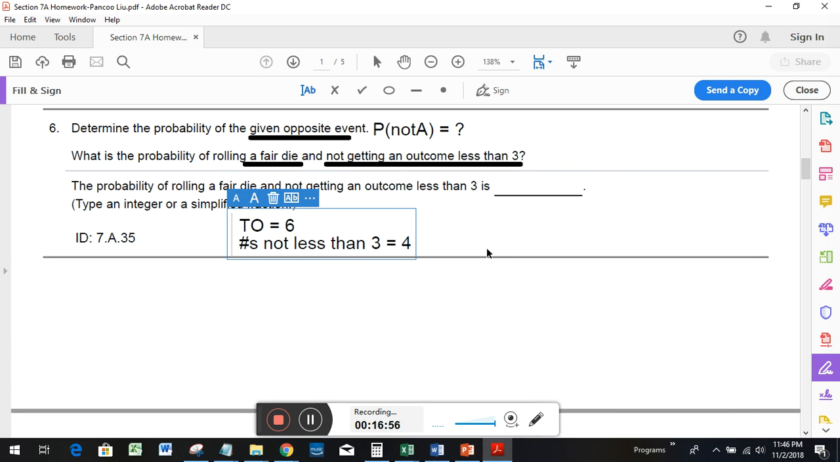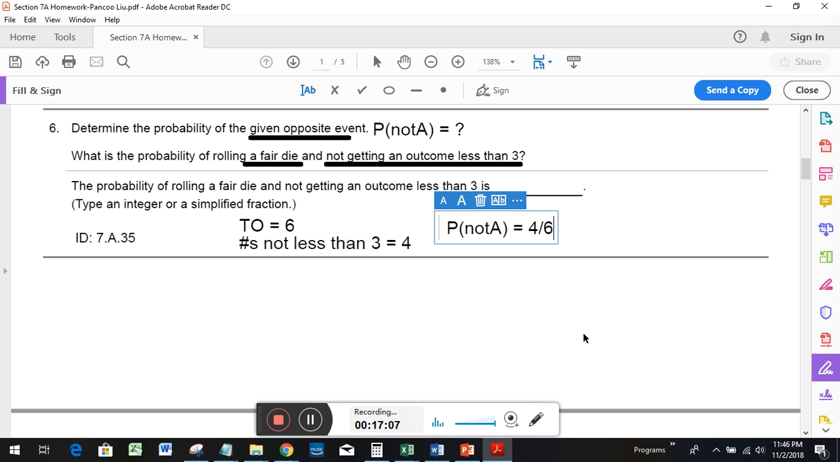So 4. So then our probability, P naught of A, will be 4/6. And again, we need to reduce this. In this case, 2 can actually go into both of the numbers. So 4 divided by 2 is 2. 6 divided by 2 is 3. So our answer here is 2/3.